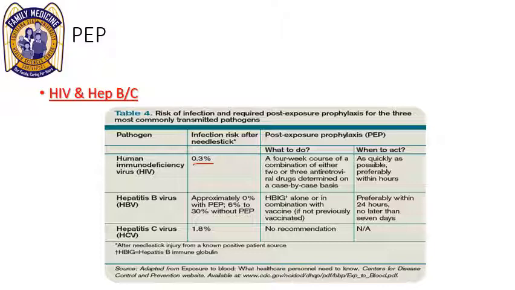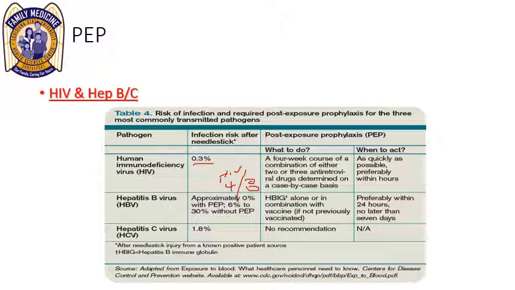After you get stuck, you have to have an immediate HIV test, and then you have to have one at 4 weeks, and then one at 8 weeks. That way we were able to definitively say you do not have HIV. Hepatitis B is approximately 0% with post-exposure prophylaxis, or 6 to 30% without PEP.